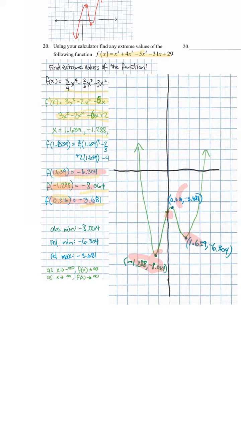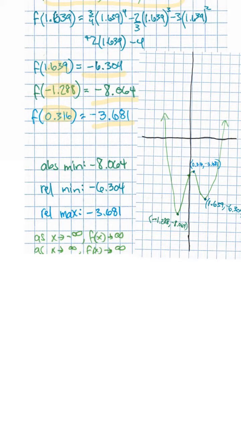I also know that this was a 4th order function and that my leading coefficient was positive, so my end behavior goes up and up, and my function decreases, increases, decreases, increases. Again, that being normal behavior for a 4th degree function that has a positive leading coefficient.